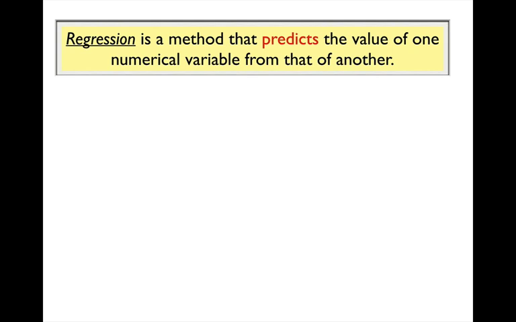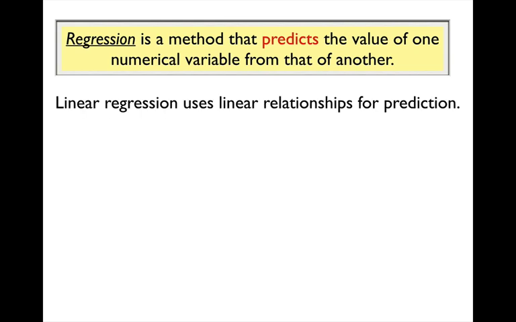So the idea is you want to do prediction. When you want to predict something, you use regression. So you predict one numerical variable from that of another. It uses linear relationships if you use linear regression. And of course, there's nonlinear regression that you can do as well, but we'll talk about linear regression.